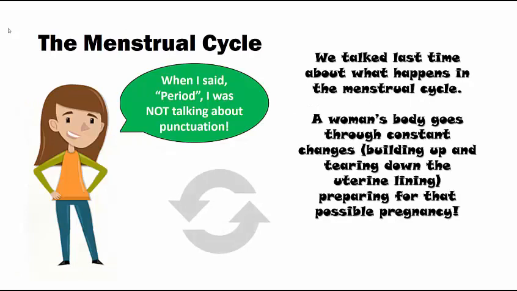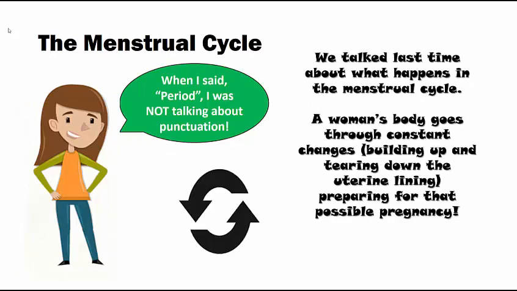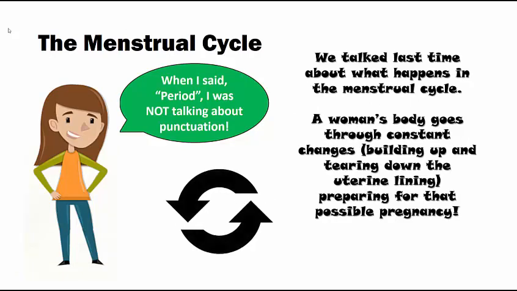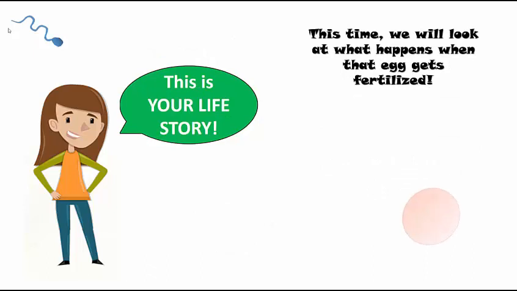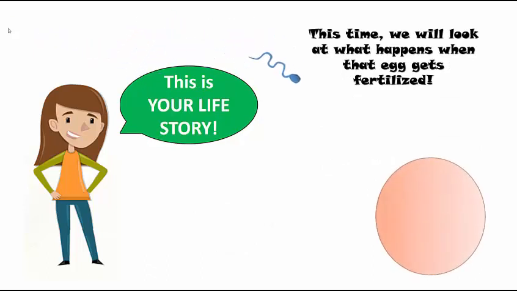We talked last time about what happens in the menstrual cycle. A woman's body goes through constant changes, building up and tearing down the uterine lining, preparing for that possible pregnancy. This time, we will look at what happens when that egg gets fertilized. This is the story of your life.